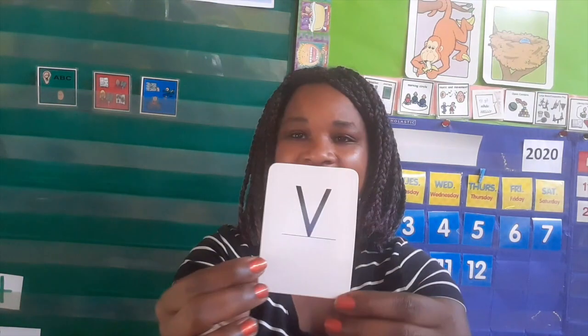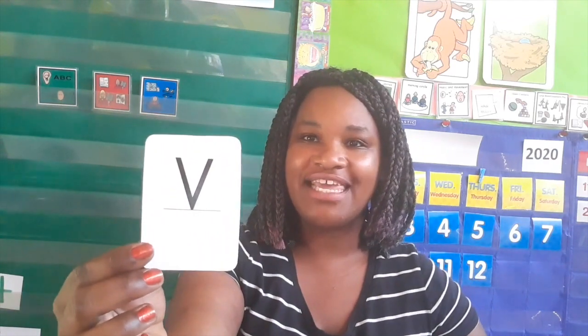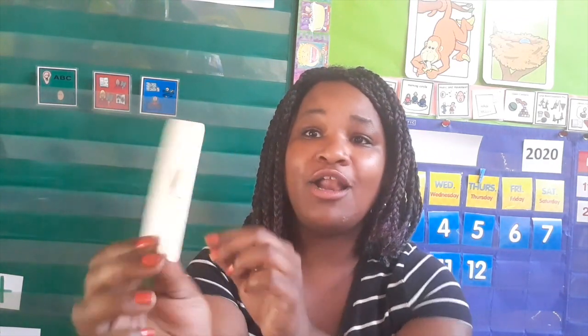What do you notice? What kind of lines do you see? Do you see a slant line here and a slant line there? It has 2 slants. That's how you make a capital V. It is also how you make a lowercase v. See the lowercase v? They both have slants in them, but in the lowercase v, the slants are smaller.